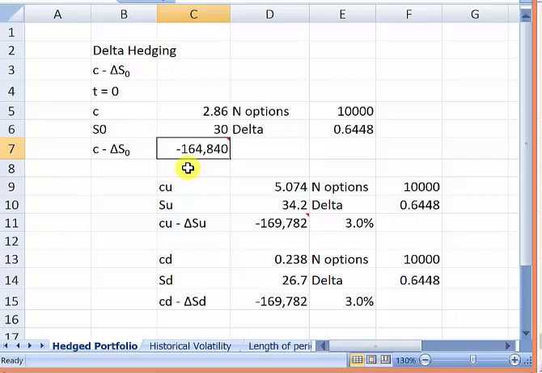So now think about this amount of money as cash inflow, and then you deposit this cash inflow at the risk-free rate.